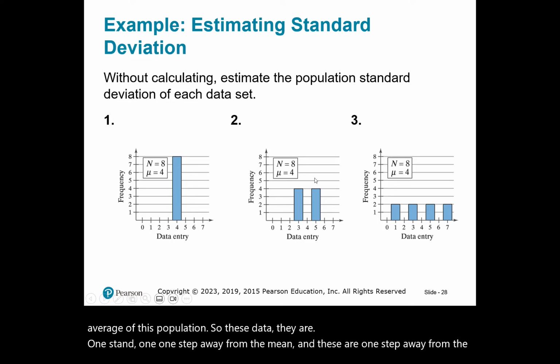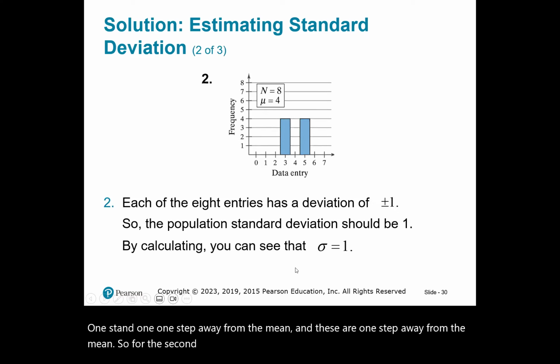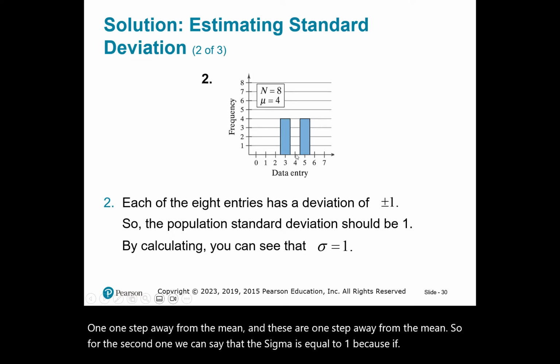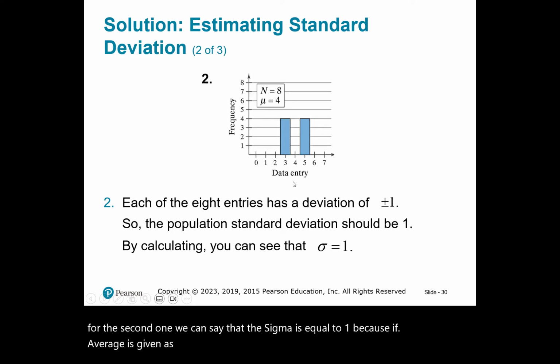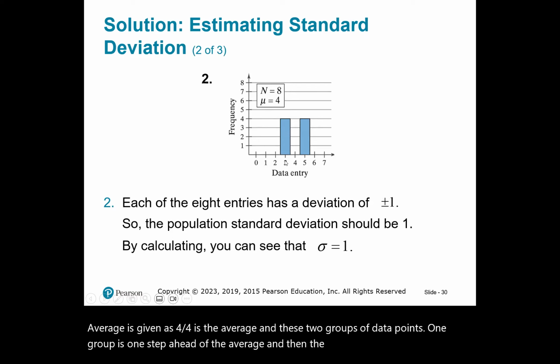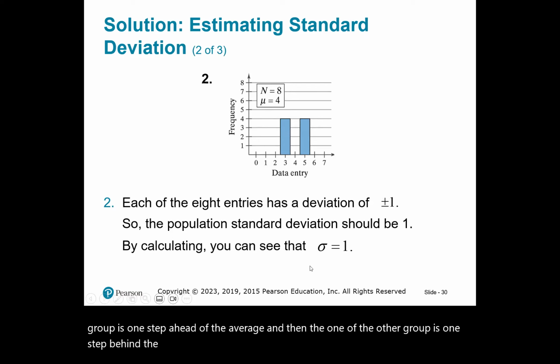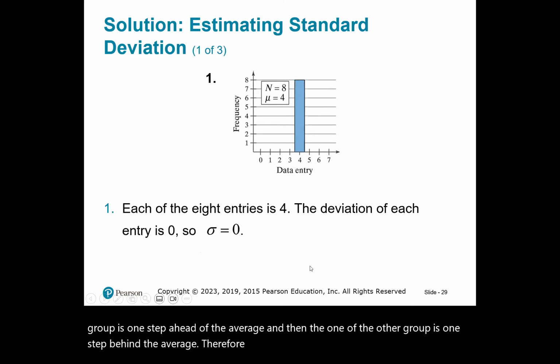So for the second one, we can say that the sigma is equal to 1, because if the average is given as 4, and these two groups of data points, one group is one step ahead of the average, and the other group is one step behind the average. Therefore, the sigma is equal to 1.